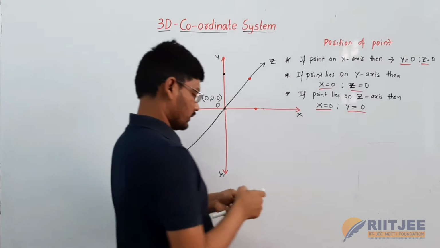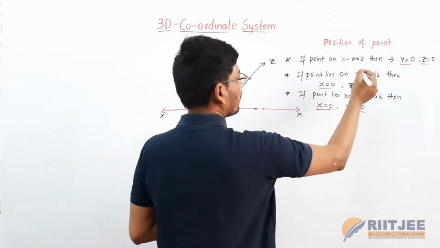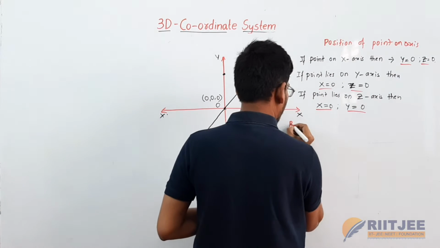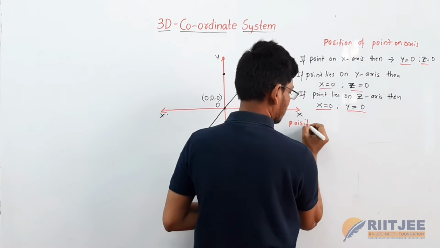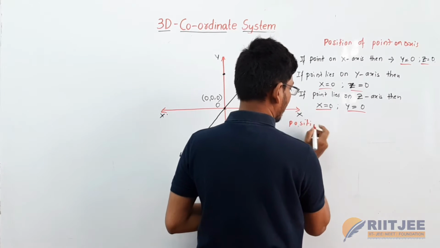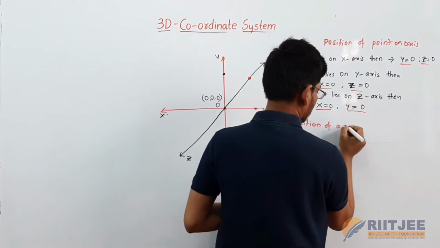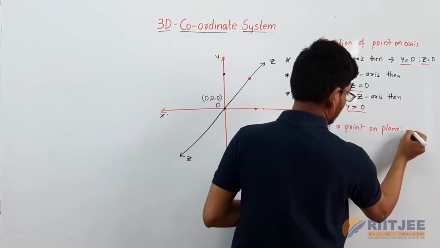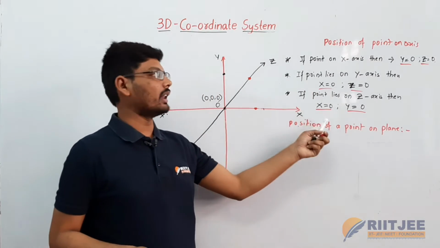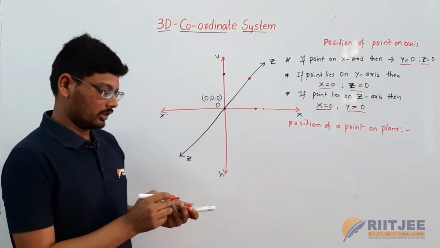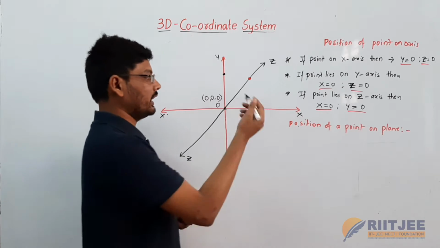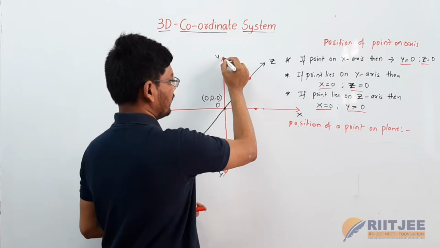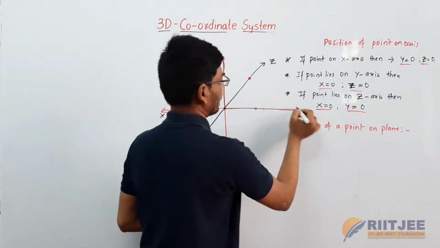And the next one: position of a point on an axis, and position of a point on a plane. Here we covered the position of a point on a line, on an axis. Now the topic is the position of a point on a plane. This is the xy plane; this complete plane is nothing but the xy plane.